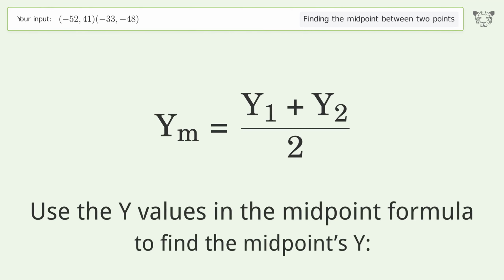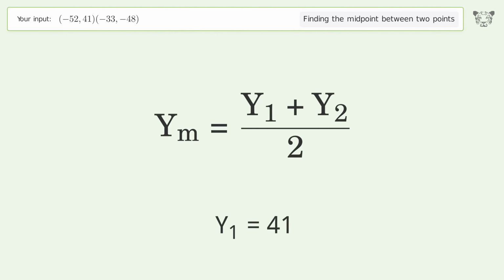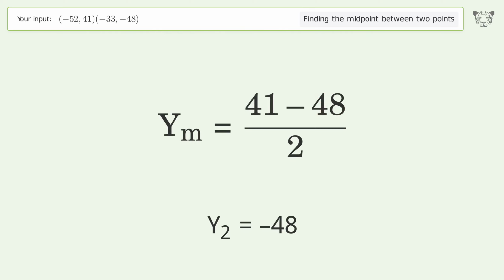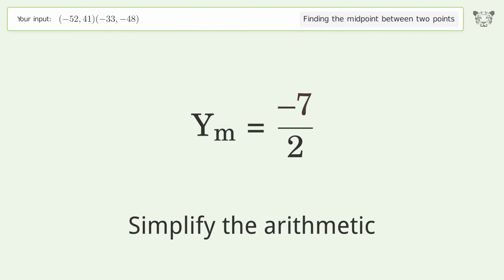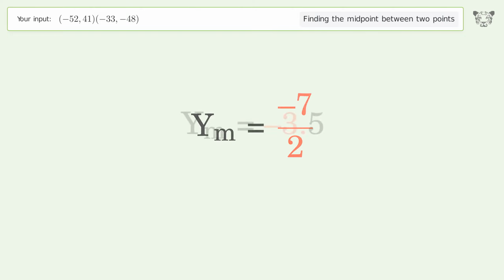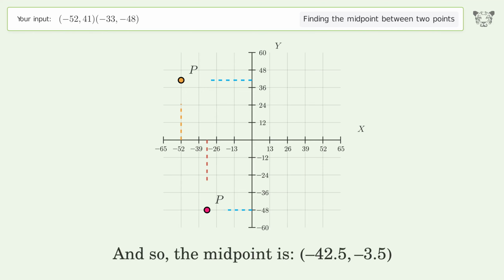Use the y values in the midpoint formula to find the midpoint's y. y1 equals 41. y2 equals -48. Simplify the arithmetic. And so, the midpoint is -42.5, -3.5.